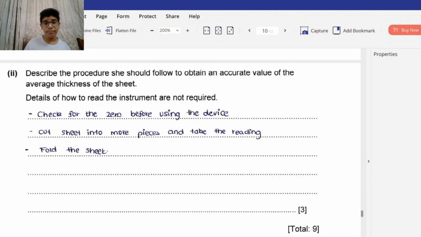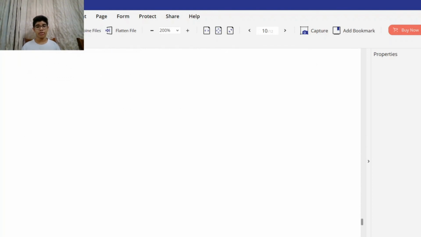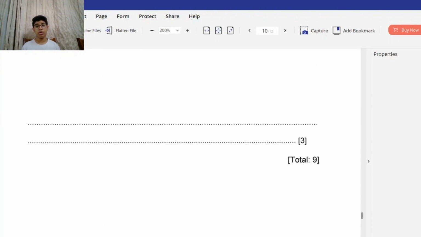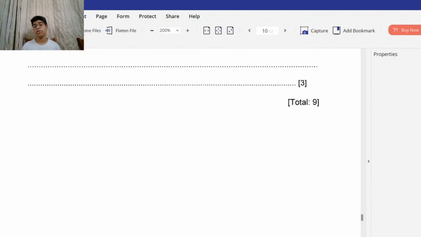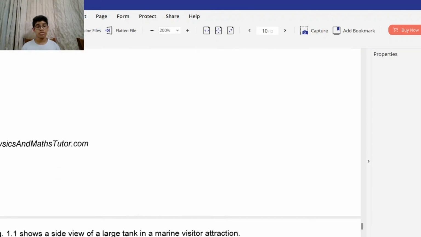So basically, it's a 3 mark question, so you want to write 3 points. You want to make sure that the device is calibrated to 0 before you're actually recording the data. Then maybe you might want to cut the sheet into more pieces and take the reading in case you're coming up with a zero error. And you might also want to just fold the sheet instead of cutting it. All depends on which big brain solution you want to go with. Okay, so yeah, moving on.